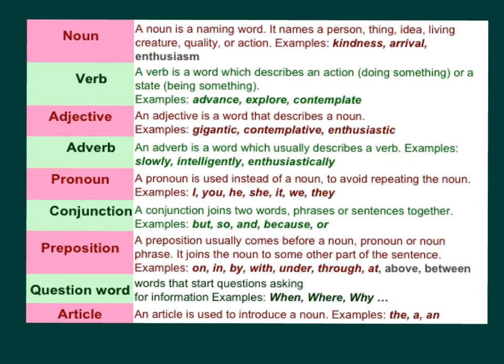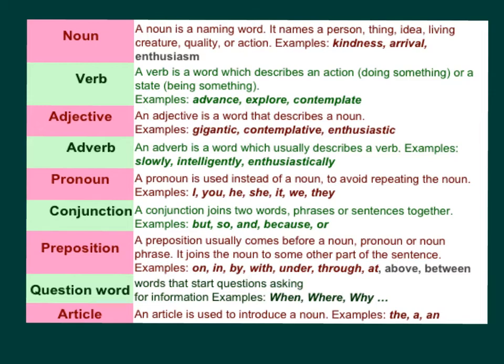Adjective. An adjective is a word that describes a noun. Some examples: gigantic, contemplative, enthusiastic. Adverb. An adverb is a word which usually describes a verb. Examples: slowly, intelligently, enthusiastically.